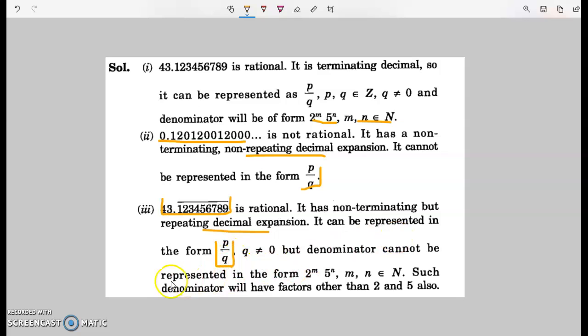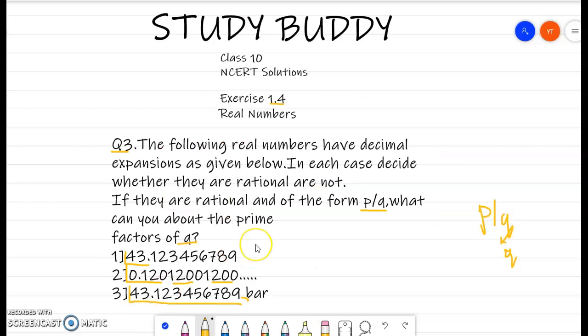But the denominator cannot be represented in the form of 2 power m into 5 power n, where m and n belong to integers. Such a denominator will have prime factors other than 2 and 5 also. So we have finished with the problem.